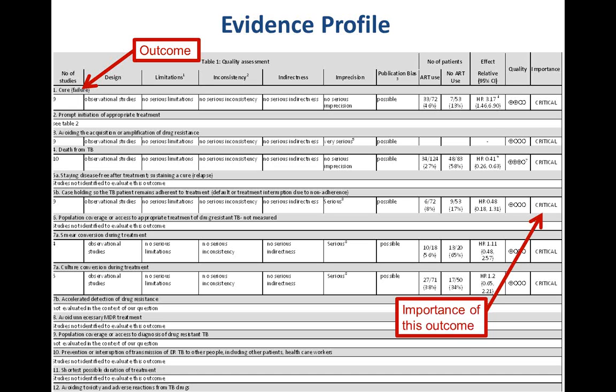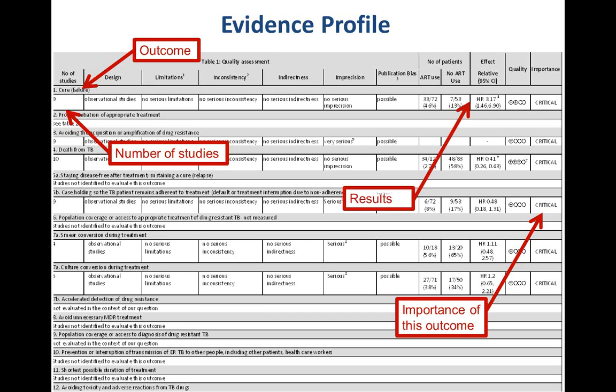On the far right-hand side, we've got the importance of the outcome, whether it's a critical or important one, and in this case, everything was rated as critical. On the left-hand side, we have a number of studies included for that outcome. So let's say if you've got one systematic review and you looked at multiple outcomes, then obviously you're only talking about the ones that gave you evidence for that particular outcome.